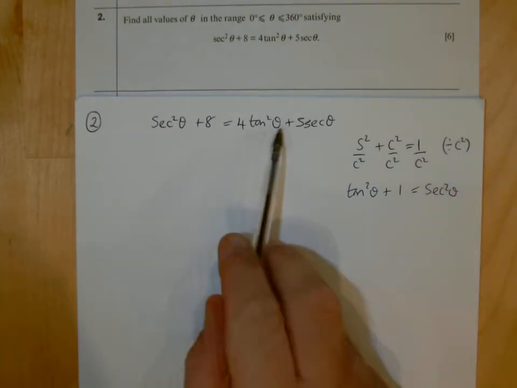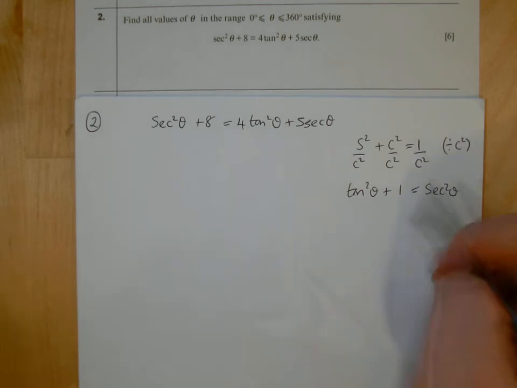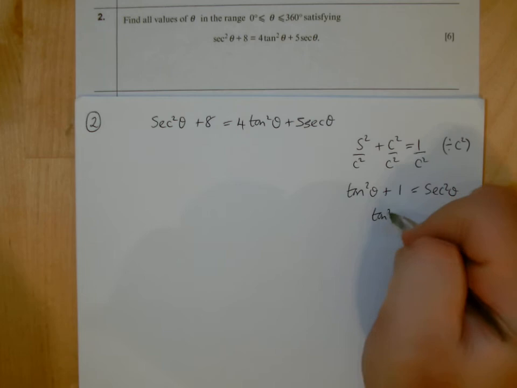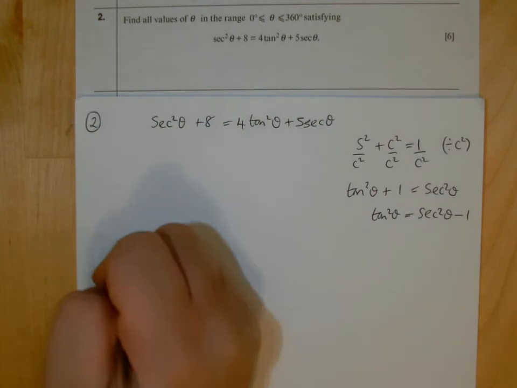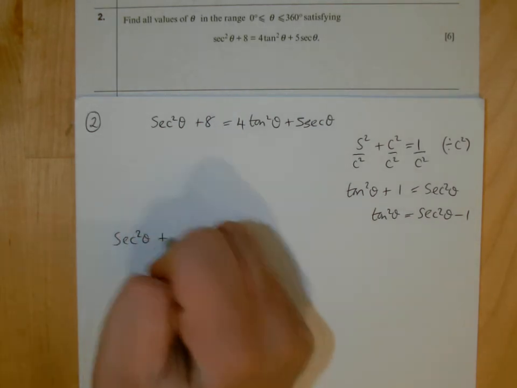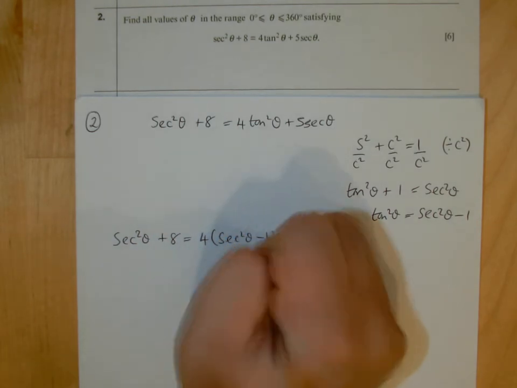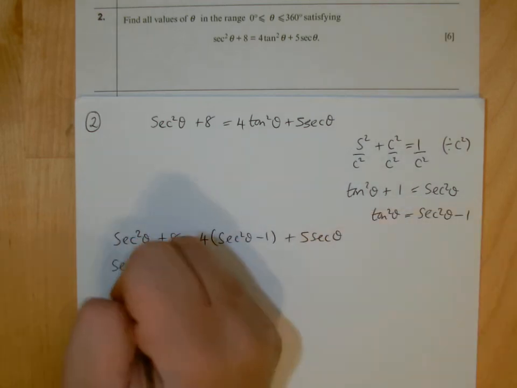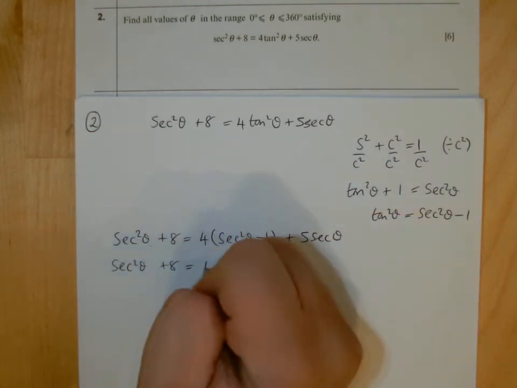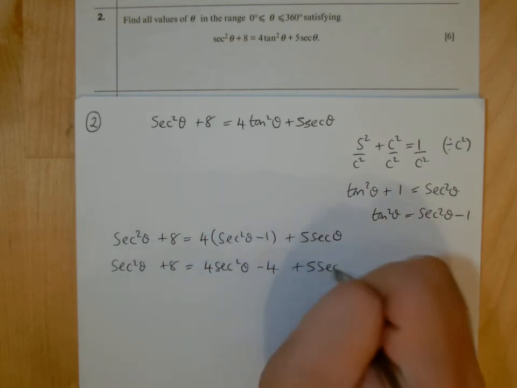Okay, so what I'm going to do, I'm going to replace the tan squared theta, so then I've got everything in terms of sec. So tan squared theta would equal, I'll take that 1, sec squared theta minus 1. So substitute it in: sec squared theta minus 1, plus then 5 sec theta. So I get sec squared theta plus 8 equals 4 sec squared theta minus 4 plus 5 sec theta.